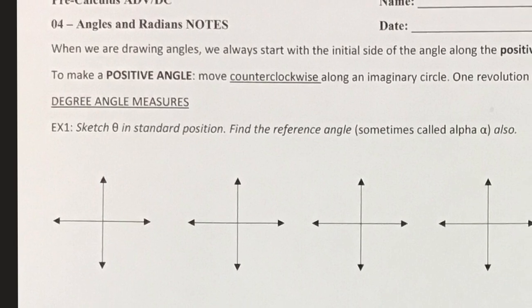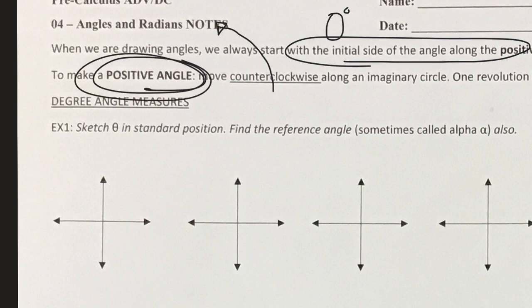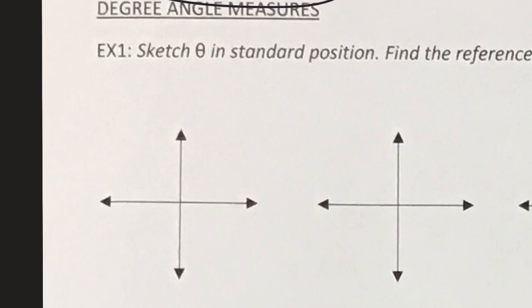Okay, so some things to know. We always start with the initial side along the positive x-axis. That is your 0 degree mark. And we move counterclockwise if we have a positive angle. Think about having your arm pointing straight out, and as you move your arm vertically into the sky, that is making a positive angle. So this is 0 degrees.